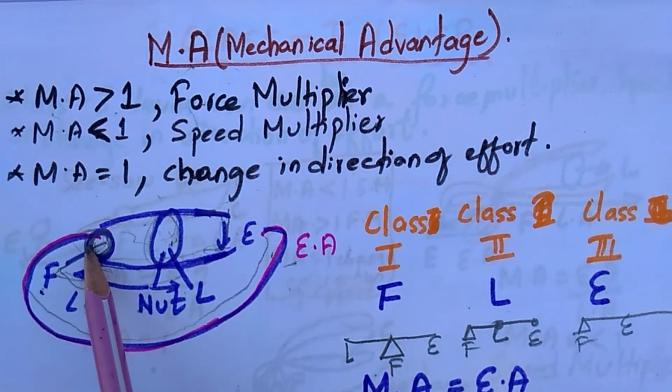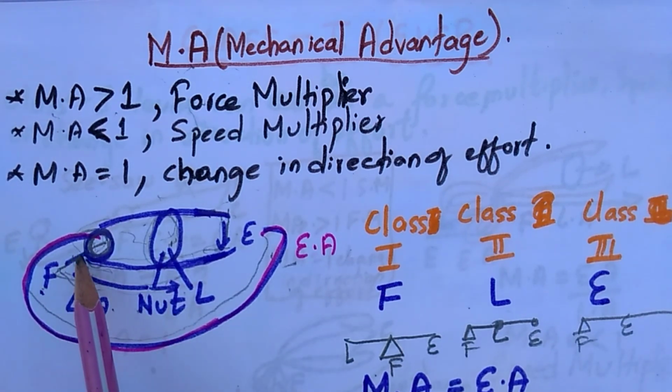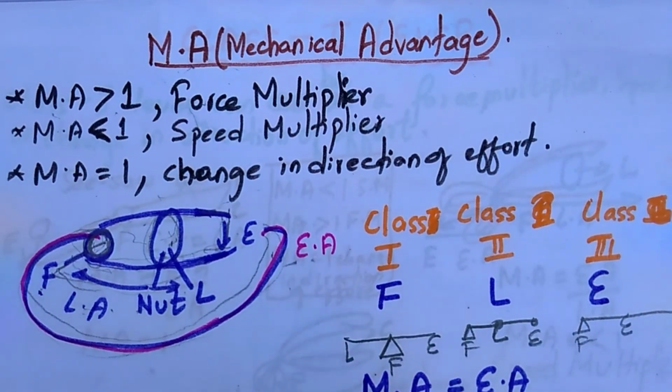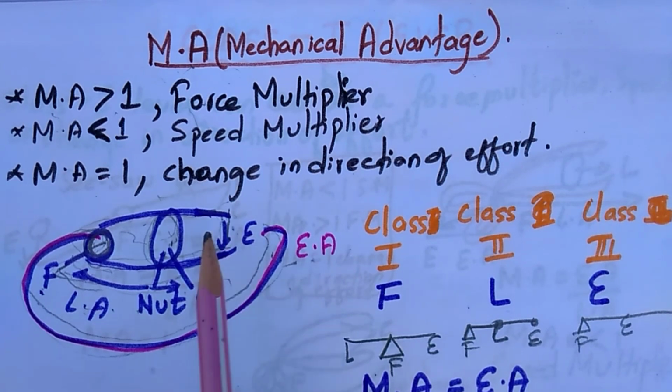So the distance between the fulcrum and this nut is your load arm. The distance between the fulcrum and the load is known as load arm, and the distance between the fulcrum and the effort is known as effort arm. So here the load is in between the fulcrum and the effort. Fulcrum is not placed in between the load and the effort.